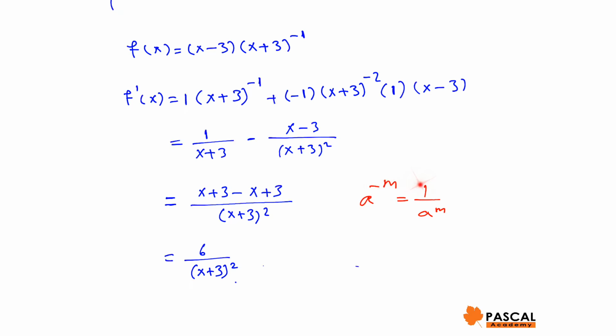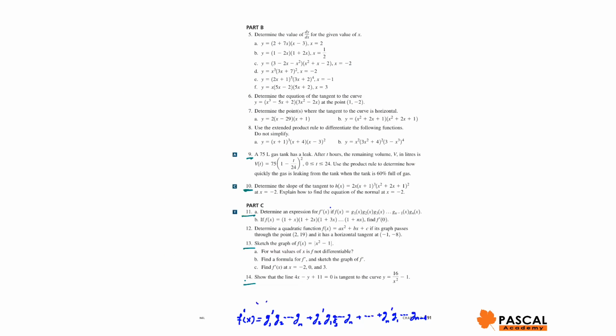We know a to the power of negative m is 1 over a to the m. We use this and we convert the negative exponent to a positive, common denominator, and simplify. Collect the like terms of the numerator. The derivative of f of x would be 6 over x plus 3 to the power of 2.